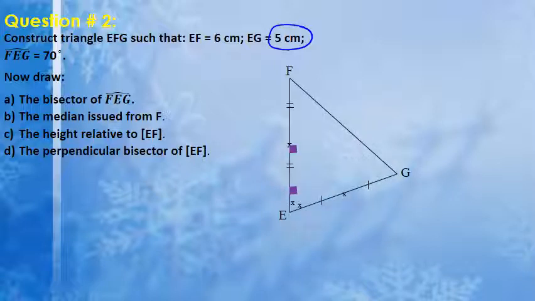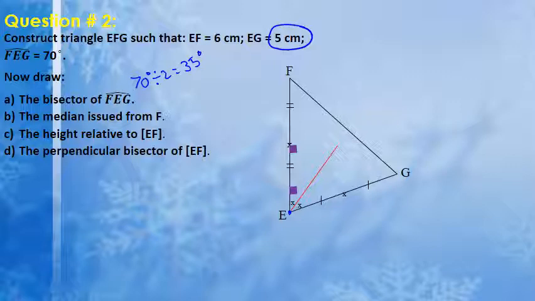Now we should draw in part A the bisector of angle FEG. FEG, this means at the vertex E, the angle is 70 degrees. To draw the bisector, we divide 70 degrees by 2. It gives us 35 degrees. This means that we will get two angles. Each angle will measure 35 degrees. And we draw this bisector using the protractor.